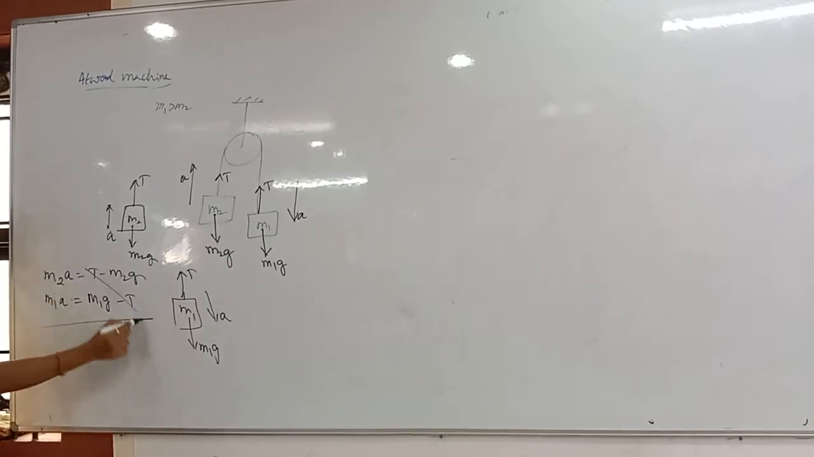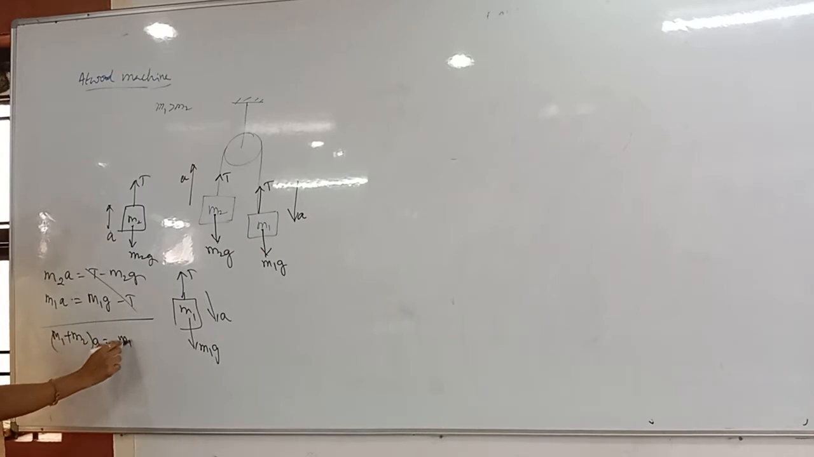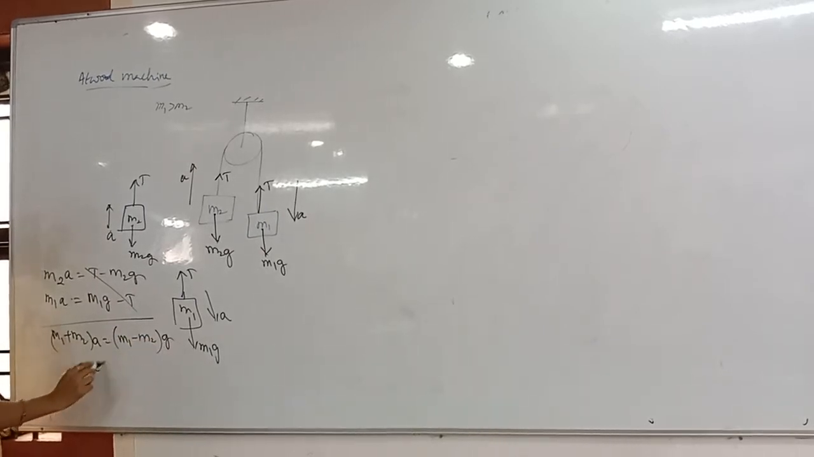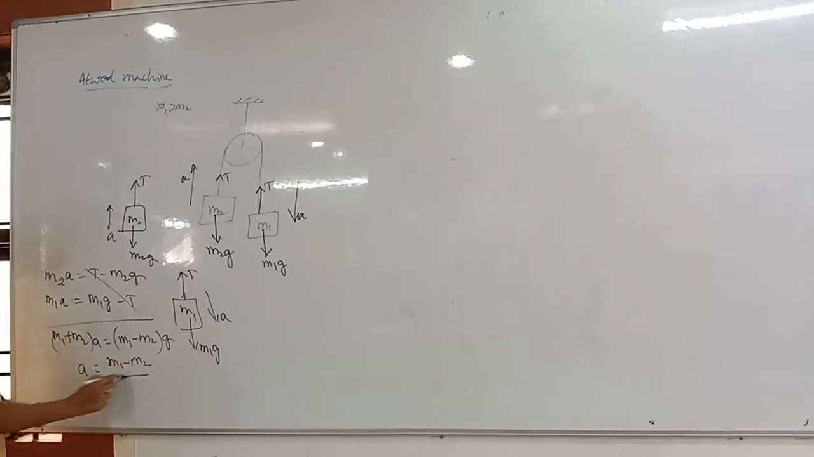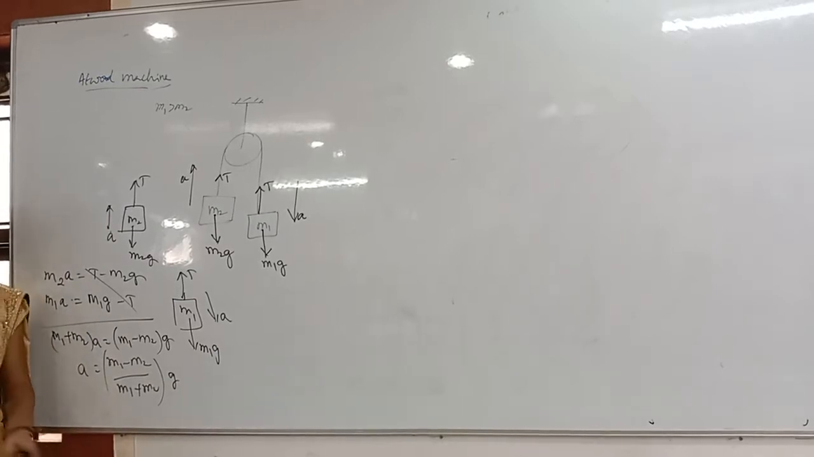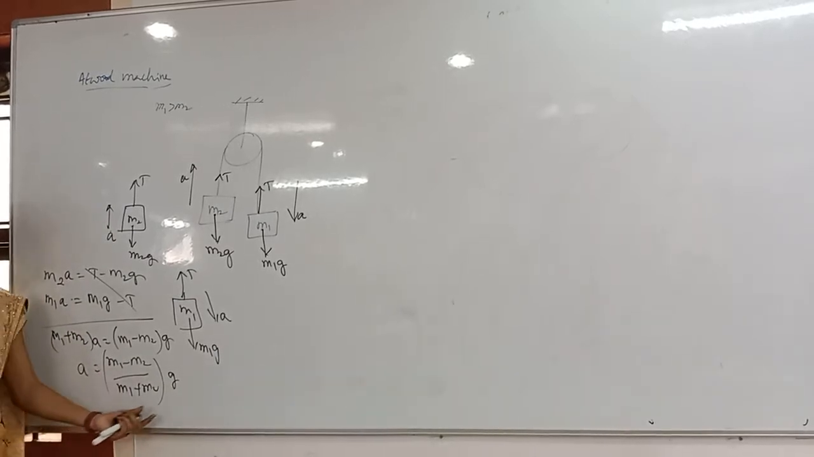Then what will happen? Tension gets cancelled. Then what is remaining here? M1 plus M2 into A is equal to M1 minus M2 into G. Then A is equal to M1 minus M2 by M1 plus M2 into G. This is the acceleration we will get: difference of the masses by sum of the masses into G. Always remember like that. So A is equal to M1 minus M2 by M1 plus M2 into G.